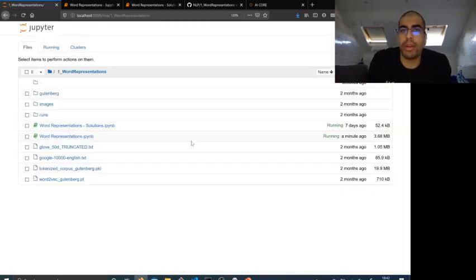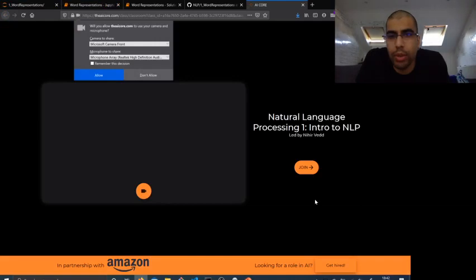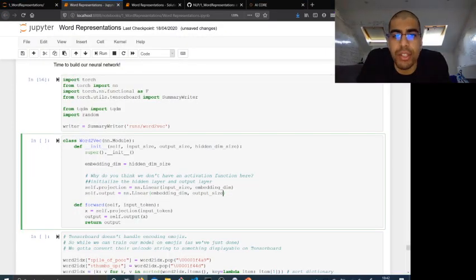Guys, while I run through the rest of this code, can you put in your suggestions as to why you think we don't have an activation function in between the hidden layer and the output layer?